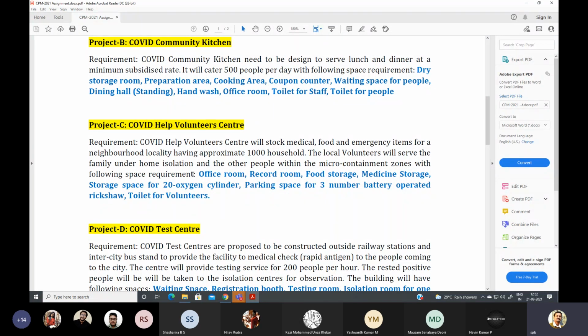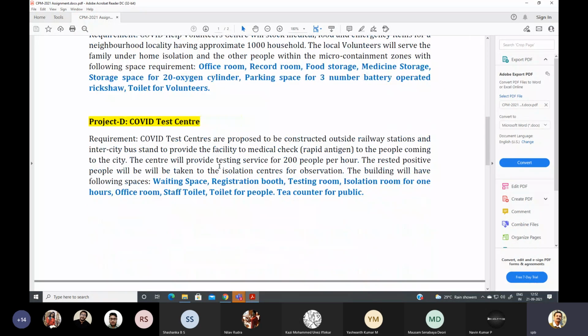So that help center will require an office room, record room, food storage, medicine storage for at least 20 oxygen cylinders, parking space for 3 battery operated rickshaws, because you have to supply those things to different people, right? And you have to purchase it from the market. Toilet for volunteers. So there probably no people will come. Only volunteers will take the phone call and they'll help.